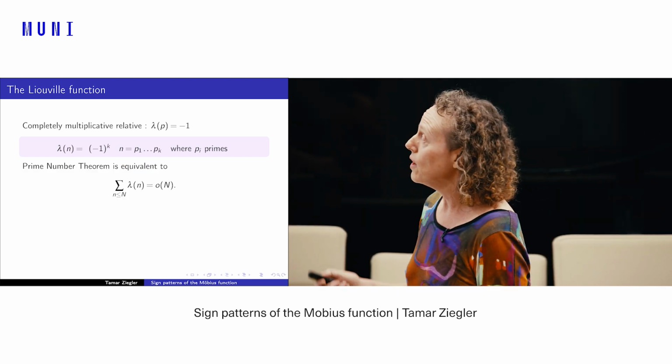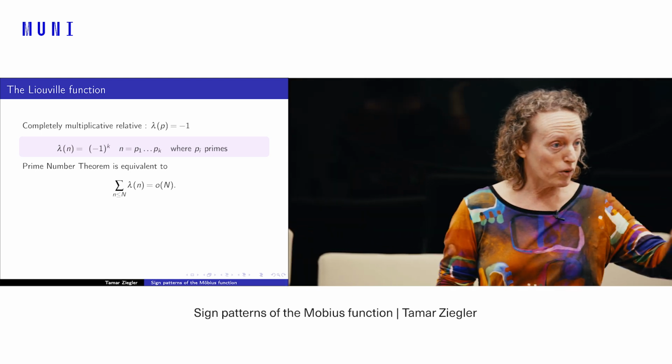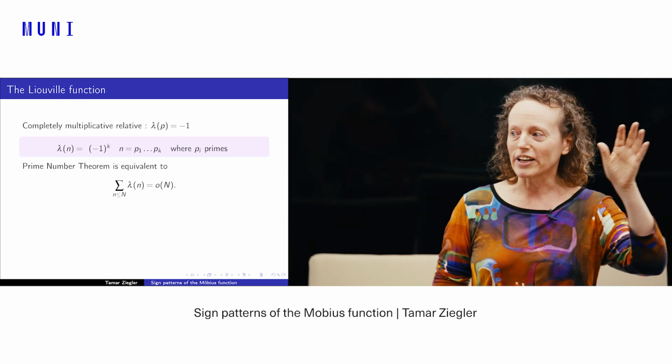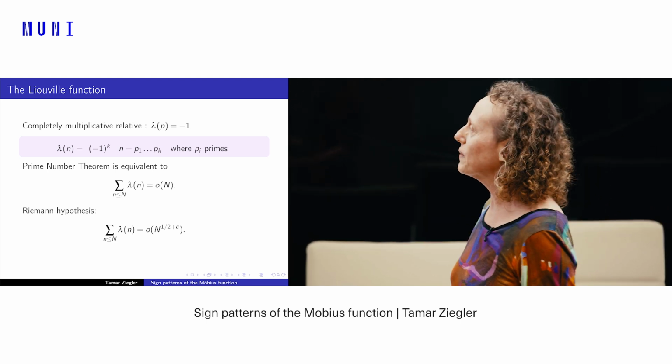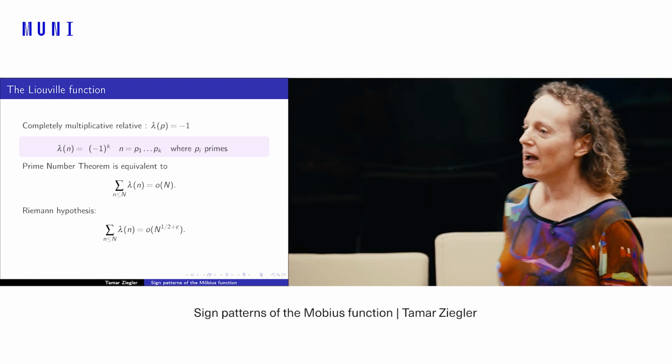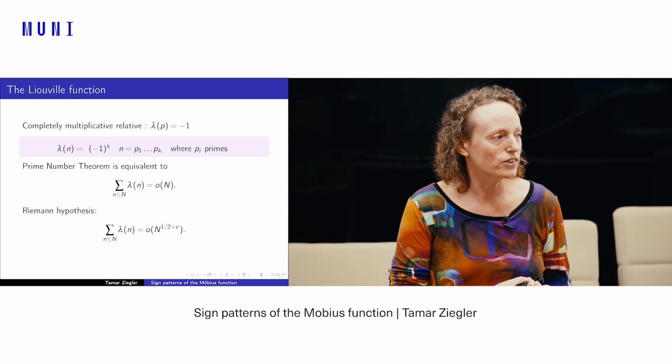So for example, prime number theorem, the same as before. Prime number theorem is equivalent to cancellation of the sum. And Riemann hypothesis is the square root cancellation. Okay, it's like that. Liouville walks like a drunk on the line. So I hope at least maybe I convinced you that this is a function that's worth looking at and trying to understand.